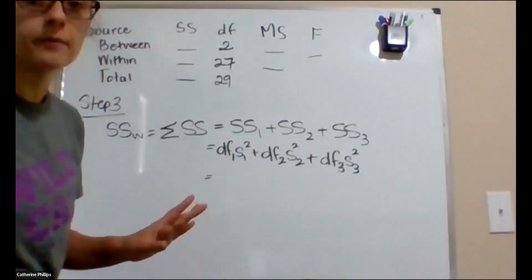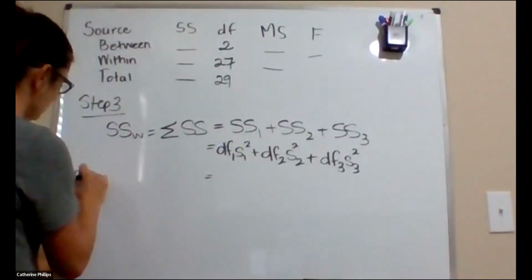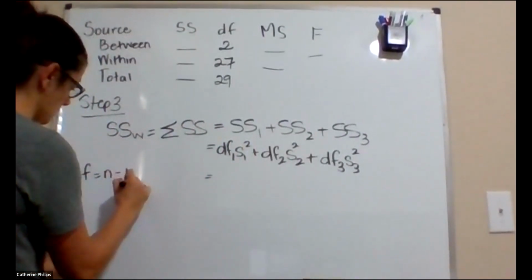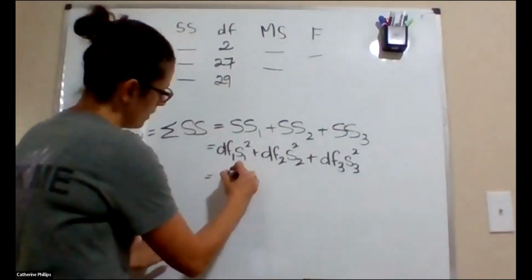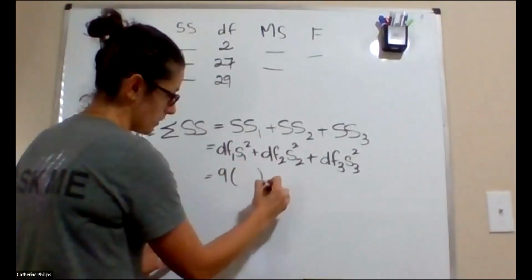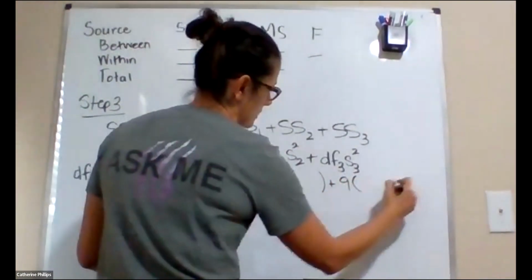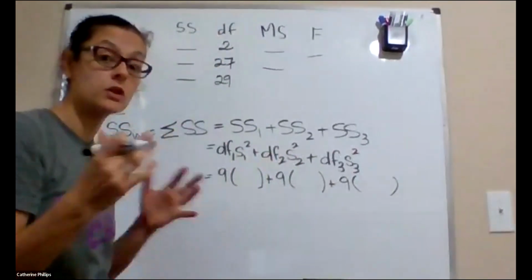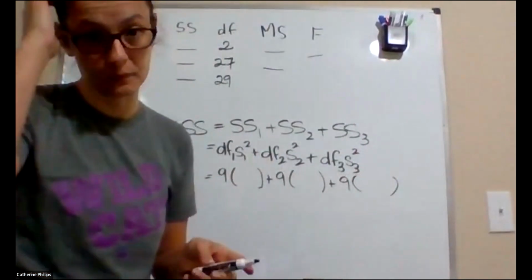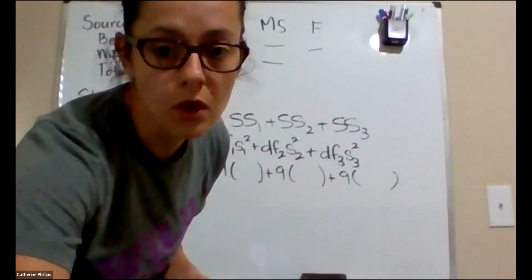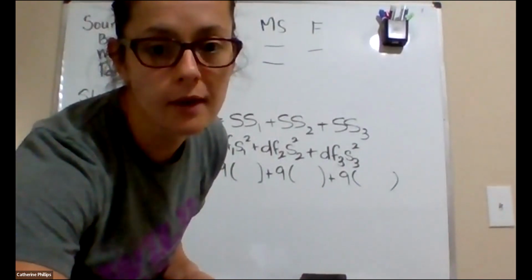Now, the degrees of freedom, each group has 10 participants. So the degrees of freedom of each group is n minus 1. So 10 minus 1, so it's 9. So we're going to have 9 times some number plus 9 times a number plus 9 times the number. And what I'm going to do now is I'm going to go to that question and get those values there. All right. So let's go do that.